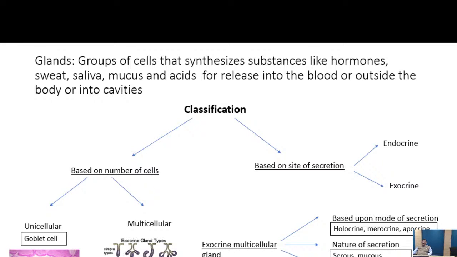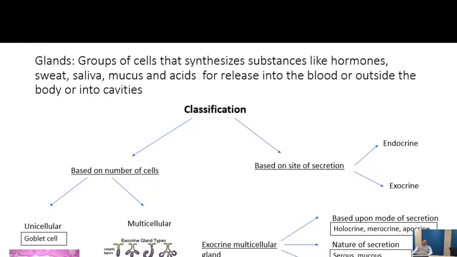Then based upon the nature of secretion, if the gland is secreting a serous type of fluid with enzymes and all that, it will be called a serous gland. And if it is mainly synthesizing mucus, then it will be called a mucus gland. And then based upon the mode of secretion, there are three different types. Holocrine secretion means the cell is completely destroying itself, completely disintegrating to release the secretion, for example the sebaceous gland. Merocrine secretion is where the cell is intact and the secretion is poured into the cavity.